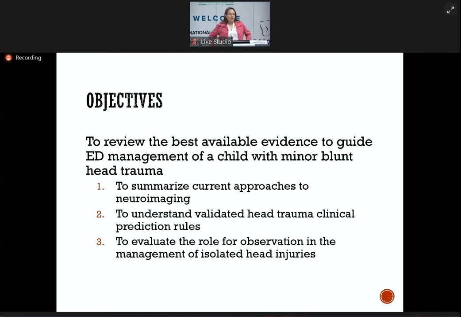We're going to talk about different approaches to neuroimaging. We're going to talk about validated head trauma clinical prediction rules, and then look at the role of observation in the management of children with isolated head injuries.